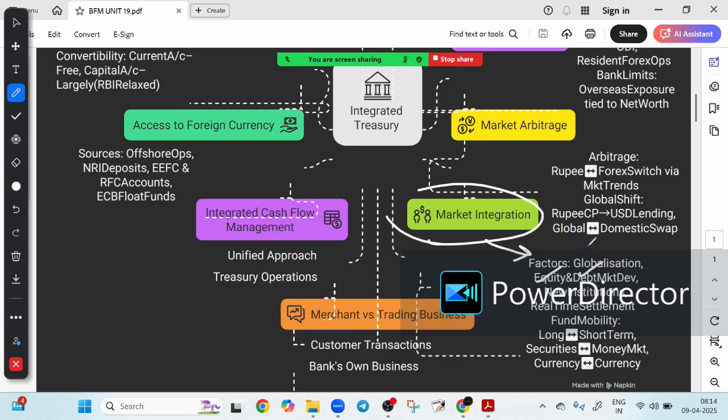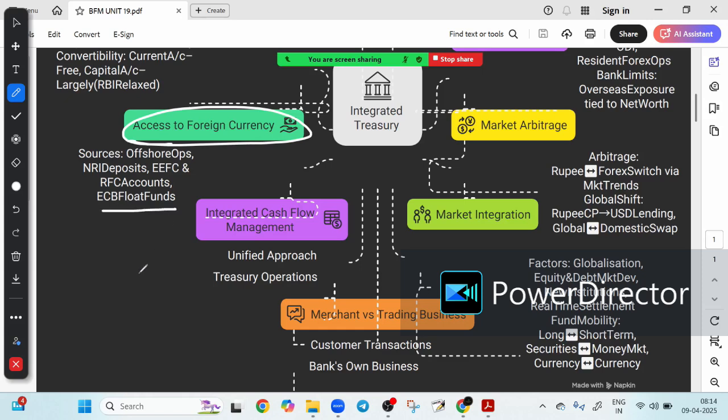That is the point. Now friends, if you look at the integrated cash flow management, as you can see here, no more silos, no more isolation, right? Treasury ensures a unified approach to managing the cash flow. There is a unified approach which is maintained by treasury. So funds move smoothly across functions. It's all about optimization and efficiency. If we talk about the access to the foreign currency, on the left side you can see access to the foreign currency through offshore operation, NRI deposit, EEFC and RFC account, ECB float fund treasury. What does ECB do? ECB float fund treasury ensures a steady inflow of foreign currency, making global trade seamless.